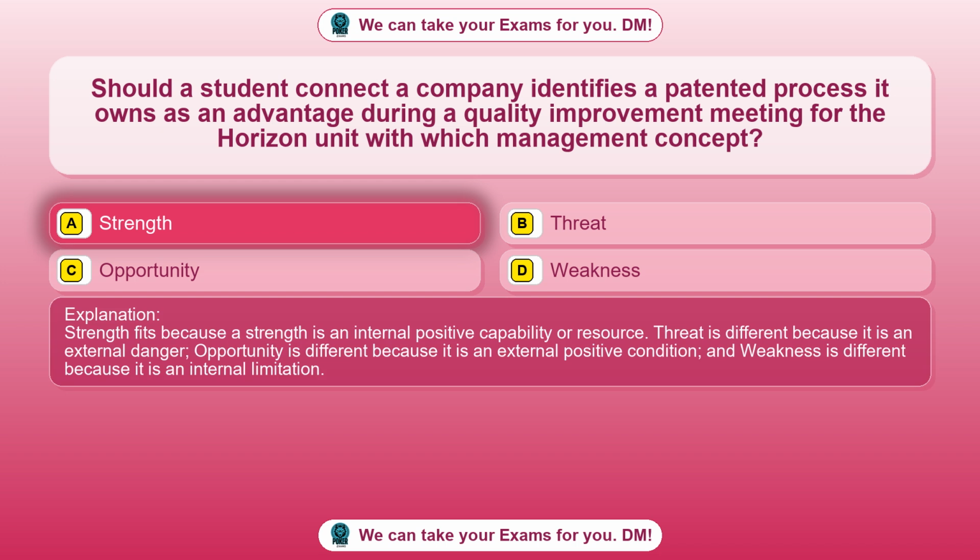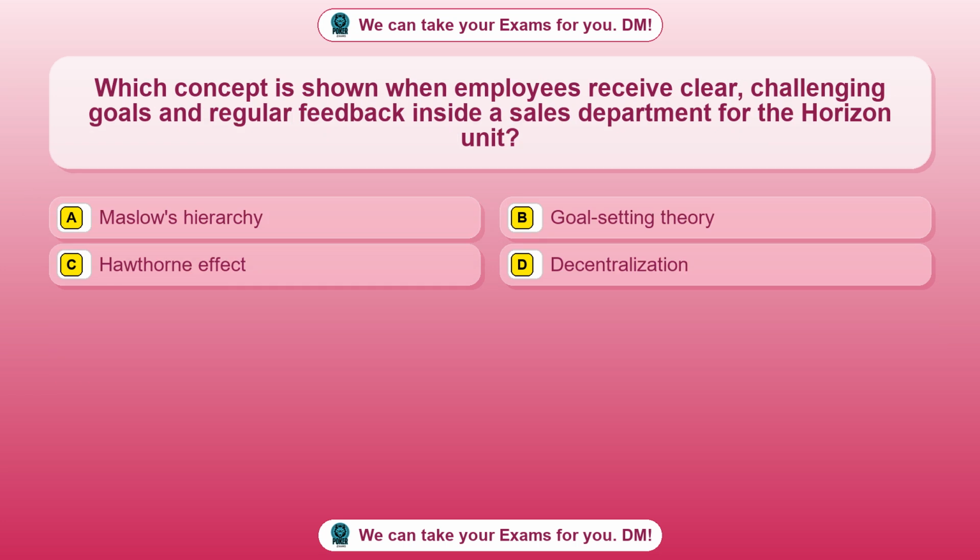Strength fits because a strength is an internal positive capability or resource. Threat is different because it is an external danger, opportunity is different because it is an external positive condition, and weakness is different because it is an internal limitation. Question 24. Which concept is shown when employees receive clear, challenging goals and regular feedback inside a sales department for the Horizon unit? Option A.